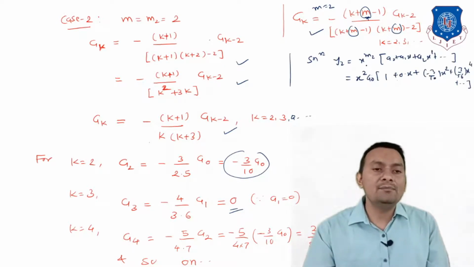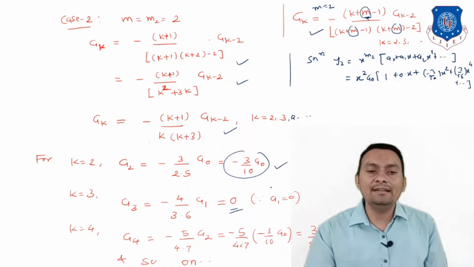So its solution is given by y2 equal to x raised to m2 times a0 plus a1 x plus a2 x square plus and so on. So let us replace a0, that is an arbitrary constant, a1 is equal to 0, a2 is minus 3 divided by 10 times a0, a3 is 0, a4 is nothing but 3 divided by 56 a0 and so on. We can observe that a0 is a constant, so we can take it outside this expression. So we have 1 plus a1 which is 0, a2 which is minus 3 divided by 10 x squared, a3 which is 0, and a4 that we have 3 divided by 56 into x raised to 4 plus and so on.